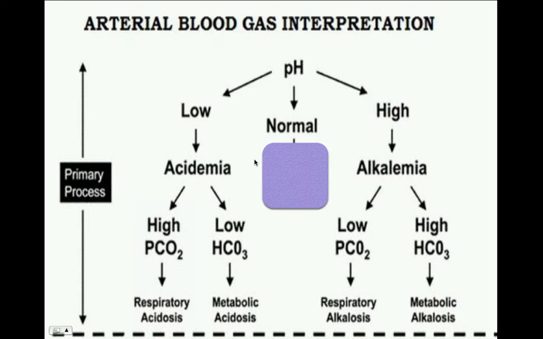Now, it's also possible for you to find a normal pH. It could be because there is no acid base derangement in the patient, or there is a mixed acid base disorder where there is acidosis and alkalosis which are neutralizing each other. So your pH will be normal, but your bicarb and your partial pressure of carbon dioxide will be deranged. So that will hint towards a mixed acid base disorder.